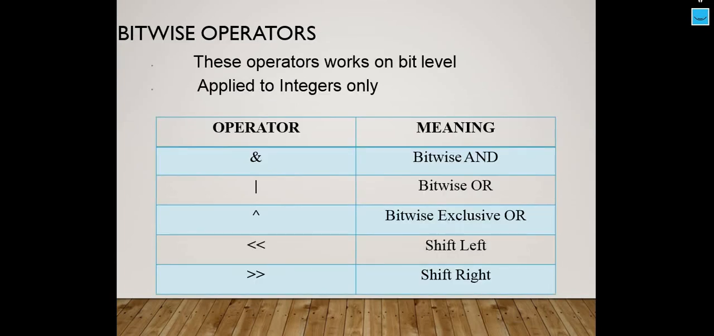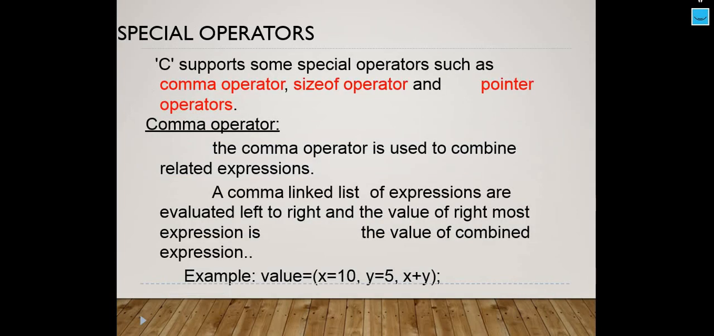Now comes the bitwise operators, and these work on the bit level. Suppose A is having value 10 and B is having value 20. Firstly the computer will change 10 to binary, and then 20 to binary, and then the bitwise AND operator will be performed. Same goes with bitwise OR and bitwise XOR, and shift left and shift right also work on the bit level.